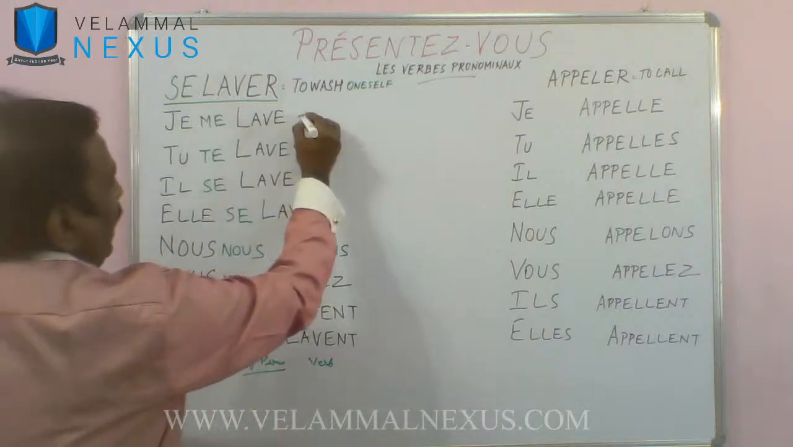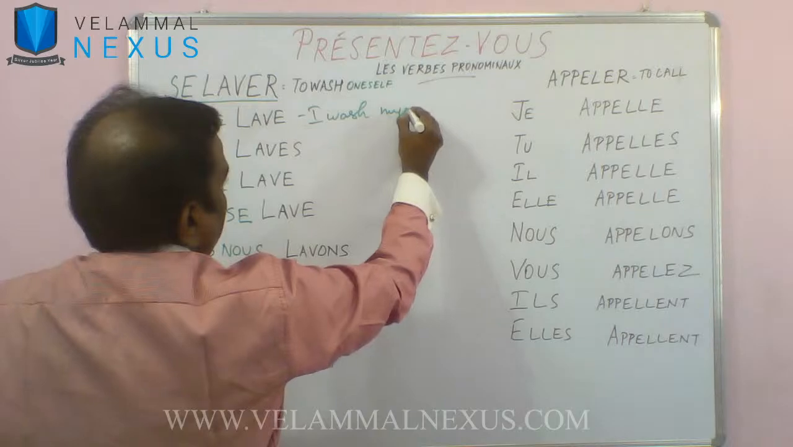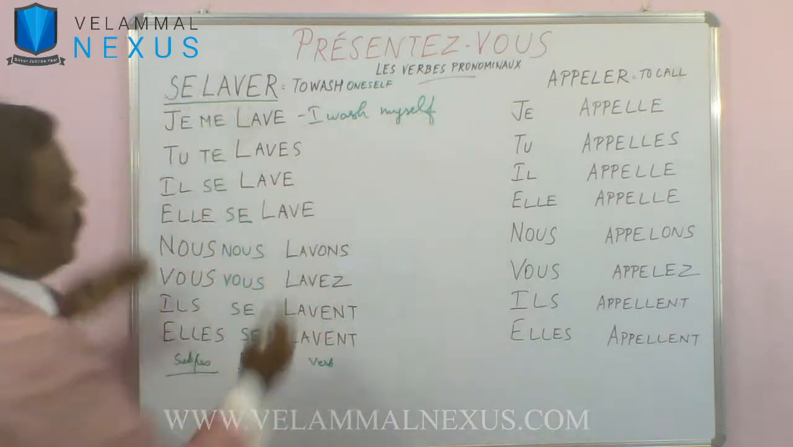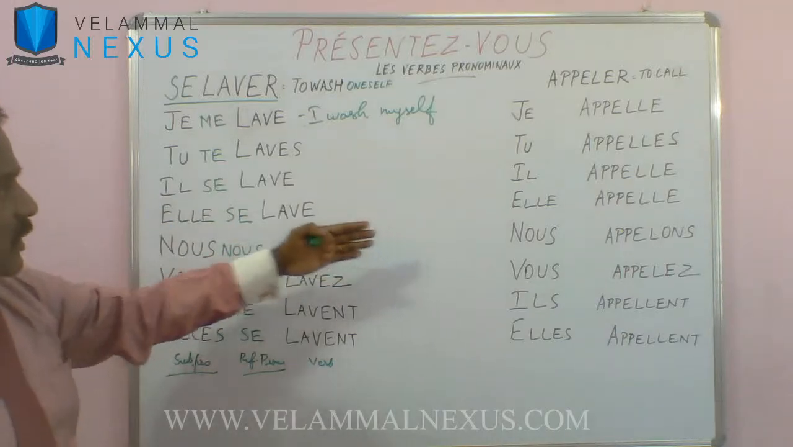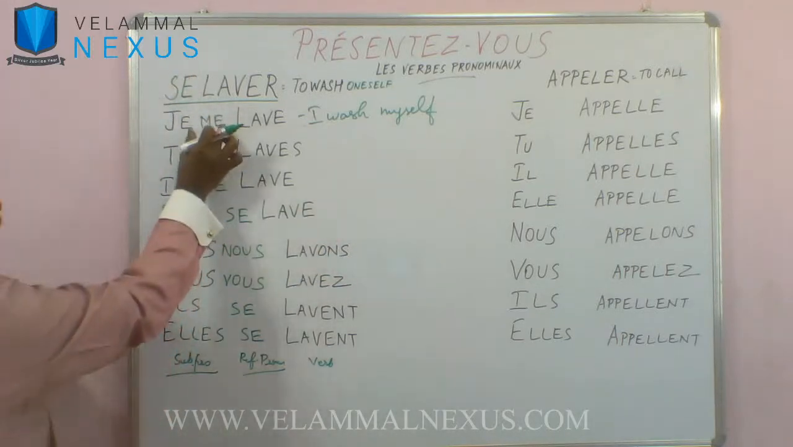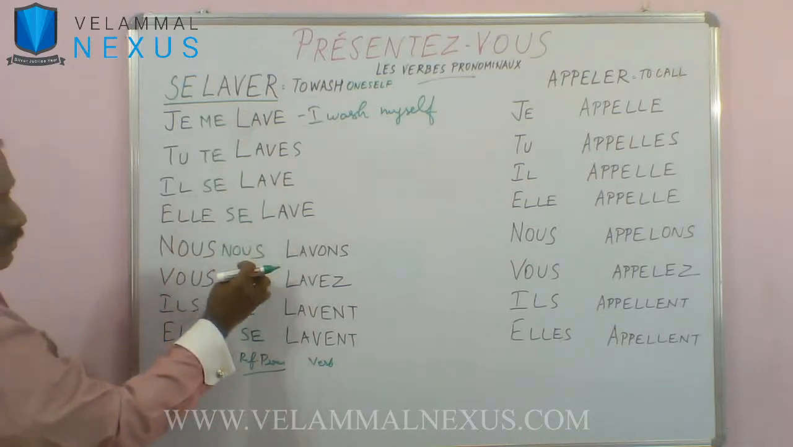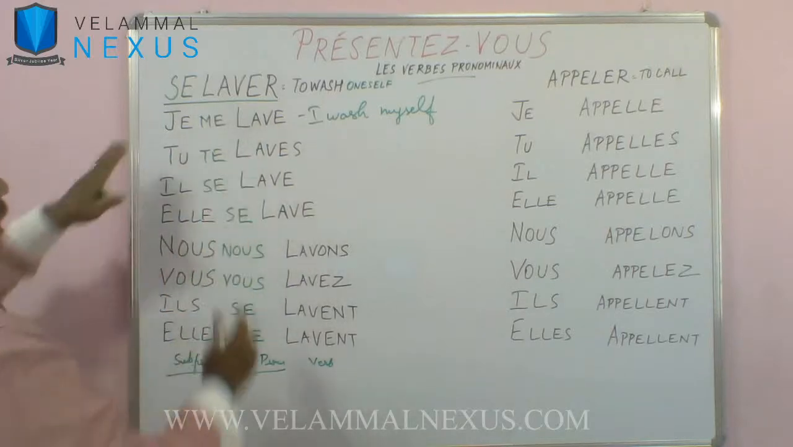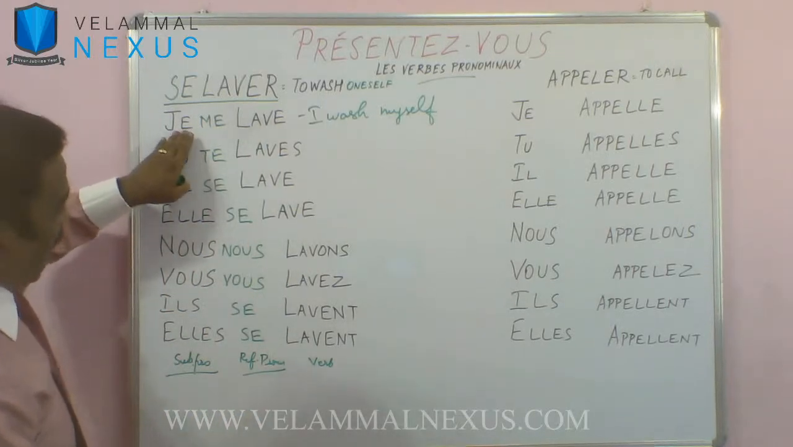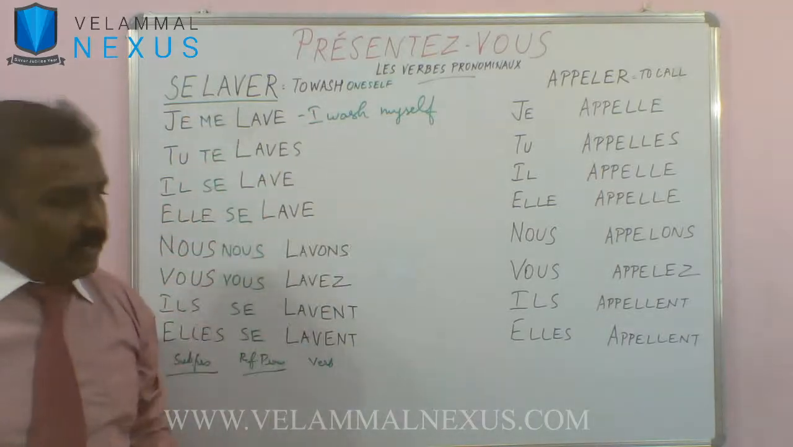What does it mean? I wash myself. Likewise, you wash yourself, he washes himself, she washes herself. So, this is the reflexive pronoun that you have to remember. Me, te, se, nous, vous, se. It comes in between the subject and the verb. But when you translate this way, I wash myself, the pronoun will be translated in English at the last.